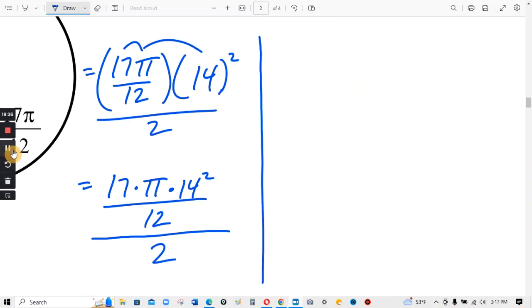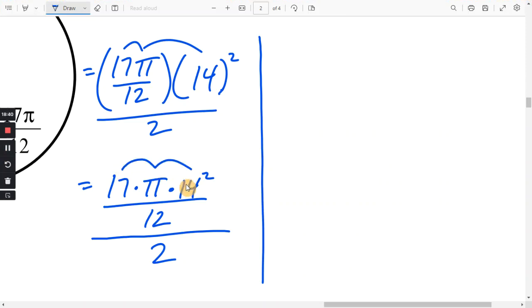So on my calculator, I'm going to do 17 times pi times 14 squared. Hit equals, divide by 12. Hit equals again, divide by 2. And I get 436.157.